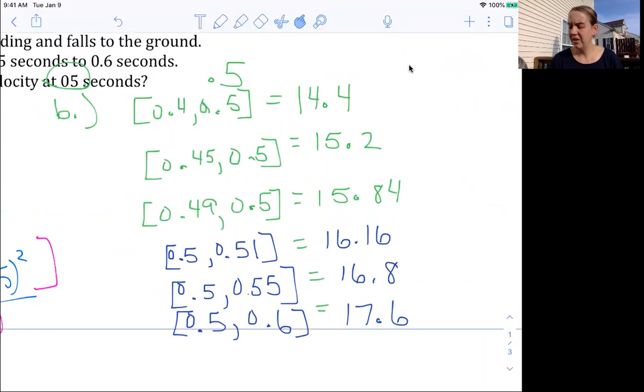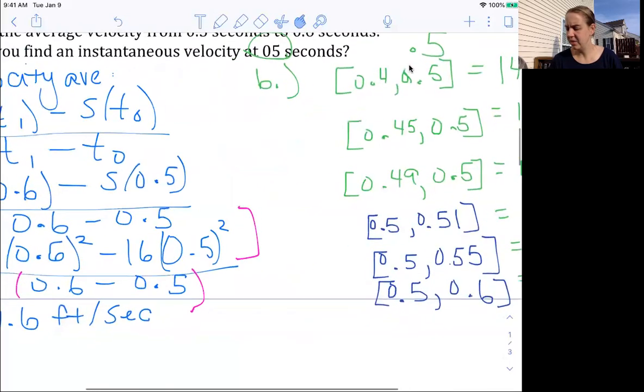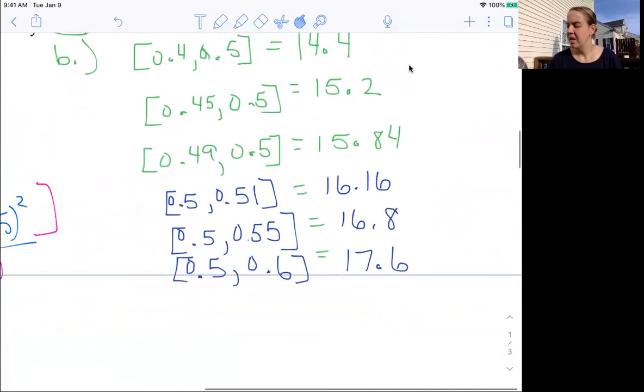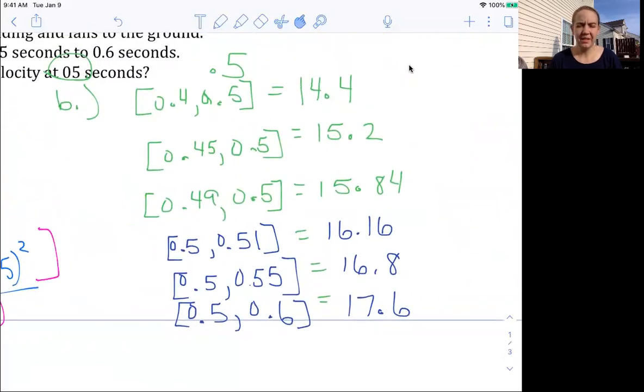So randomly, if you look at one interval, it looks like 14.4 or 16.6 or that 17.6. I guess I just redid a value we already had, right? That's 17.6. So I want to know the instantaneous velocity at 0.5 seconds. Do you see a pattern? Do you see anything happening? If I go from 14.4 up here to 15.84, these are getting bigger, but they're not getting bigger than a certain value. If I look at the right-hand values, that 17.6 to 16.8 to 16.16, we're getting smaller.